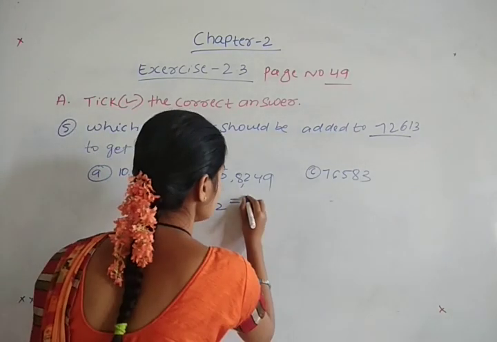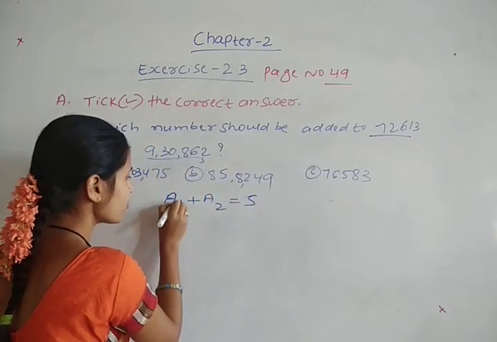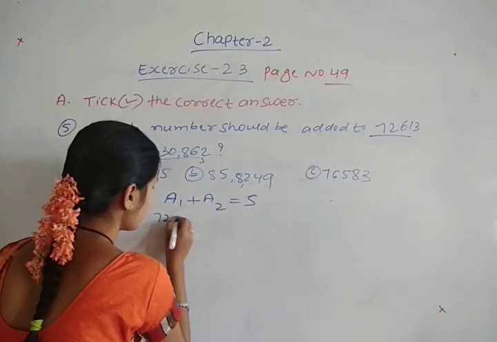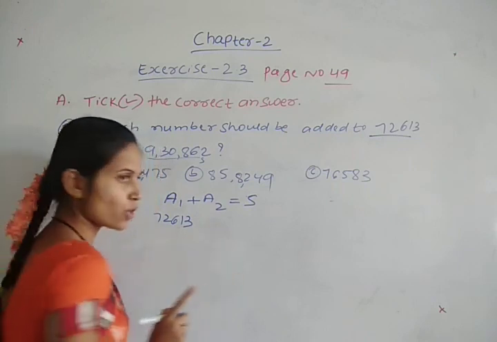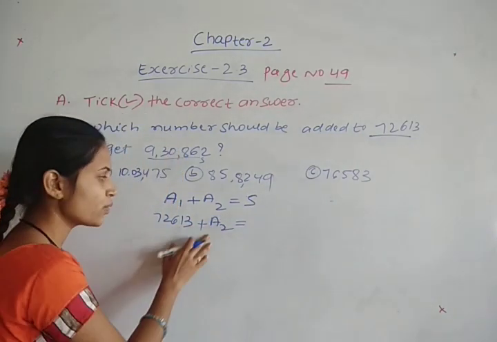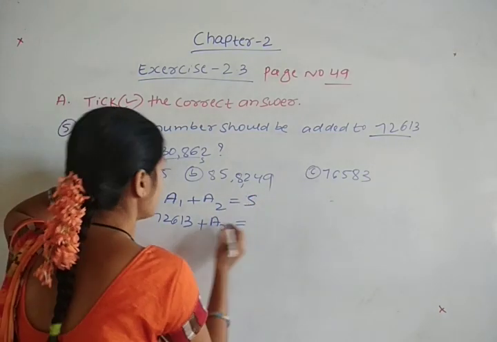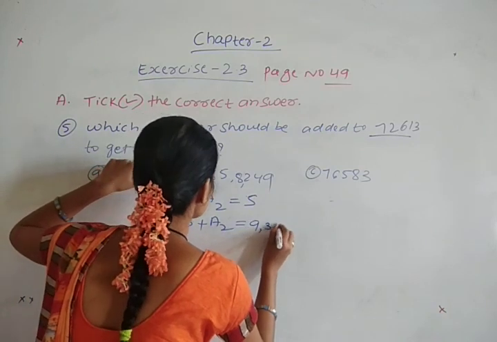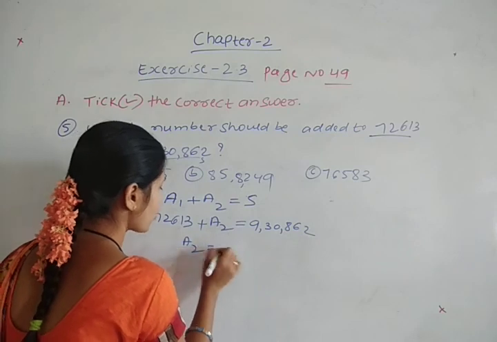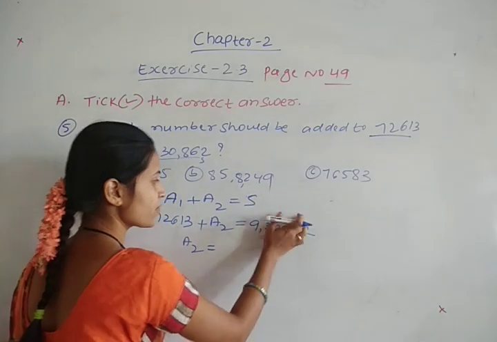Here we have a sum. So the value of A1, the addend 1, is 72,613, plus we need to find the value of A2, the addend 2, so I will keep A2 as it is. The sum they have given is 9,30,862. Now I want A2, so I will subtract this A1 value, the addend 1, from the sum.